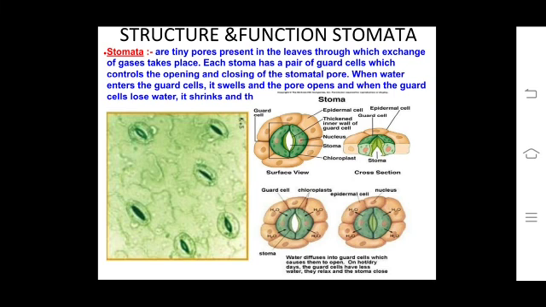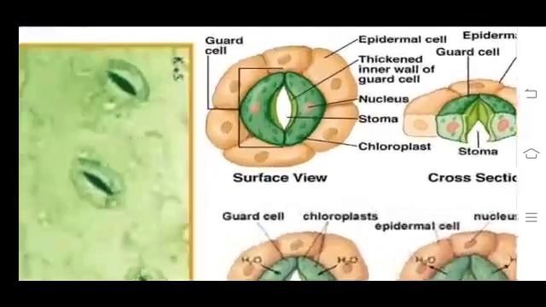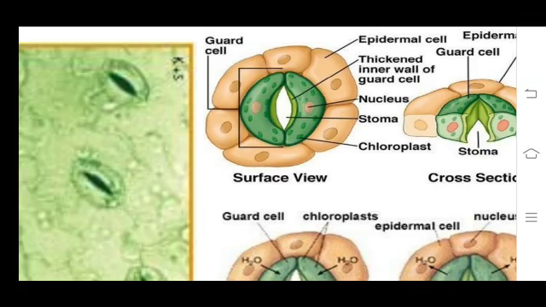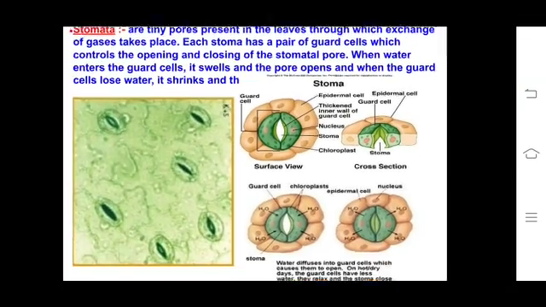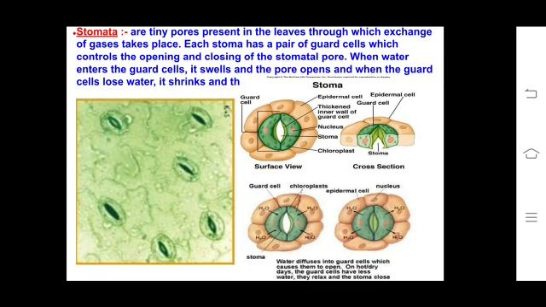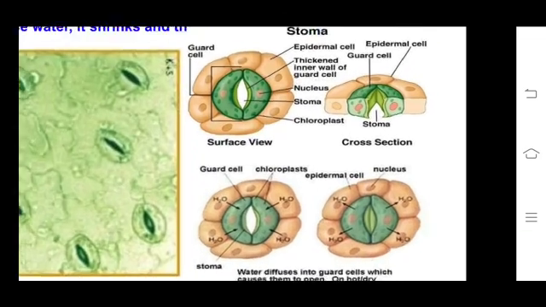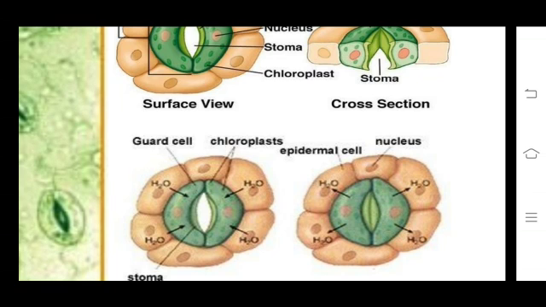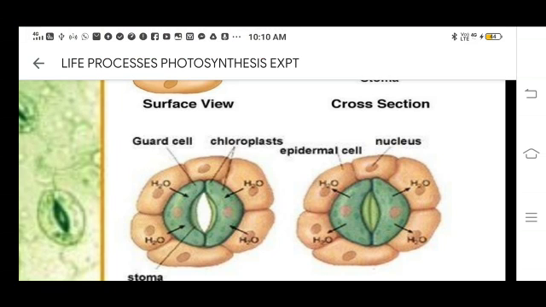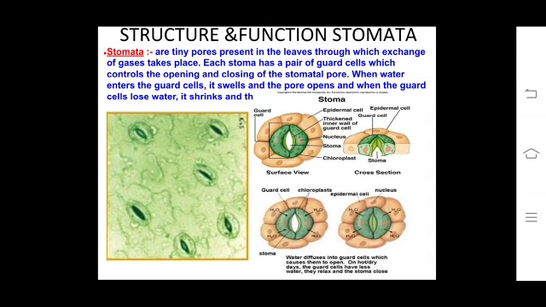When the guard cells are turgid, meaning they are filled with water, they swell, they become bigger, and the inner walls pull outside and the pore opens. You can see the turgid guard cells filled with water and the pore opens. This is when water is available. But when water is not available, the guard cells become flaccid and they close the stomatal pore. So it's the guard cells which control the opening and closing of the stomata. And here you can see the picture.